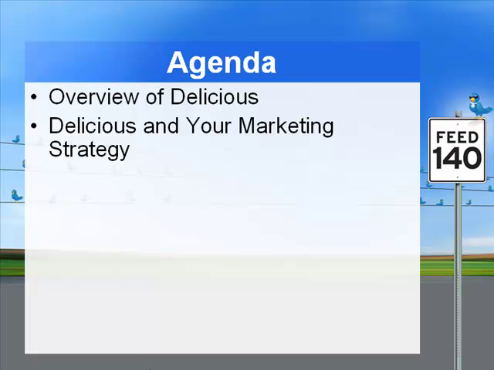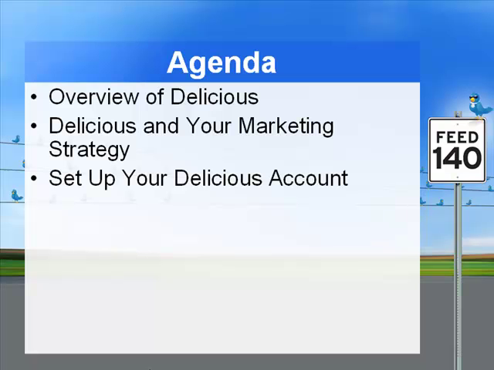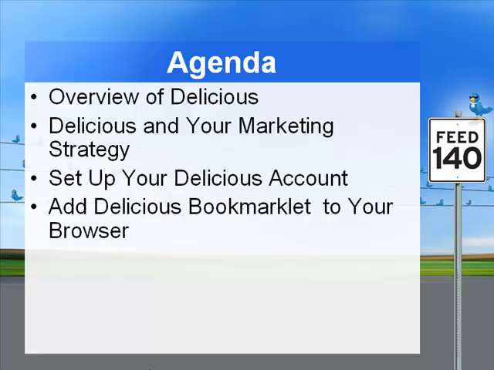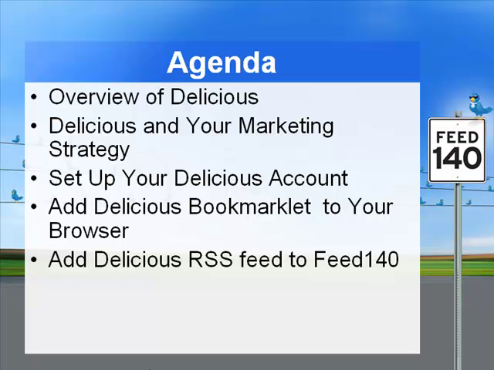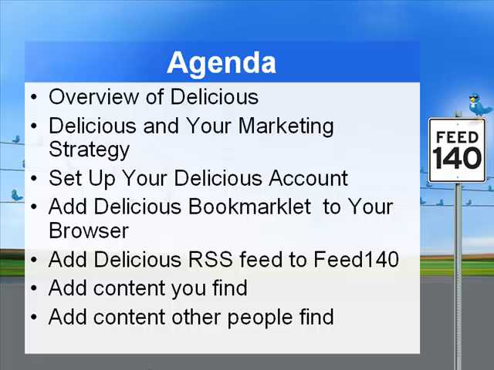We're going to talk about setting up your Delicious account. We're going to walk through the process of adding the Delicious bookmarklet to your browser. We're going to add a Delicious RSS feed to your Feed140 account. Then we're going to add content that you find online to Delicious and by that process adding it to Feed140, and then finally we're going to add content that other people find.